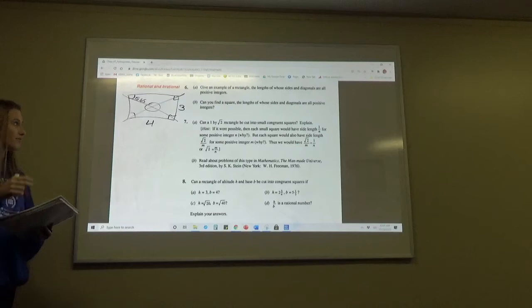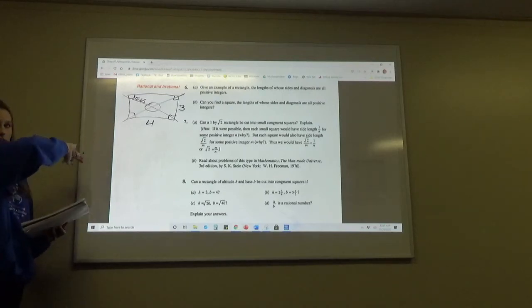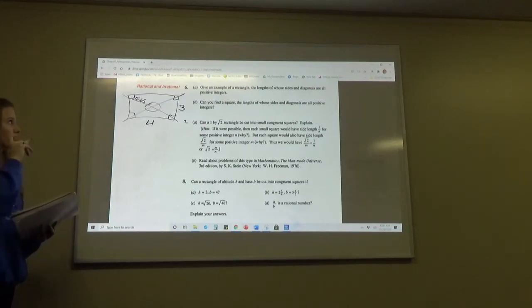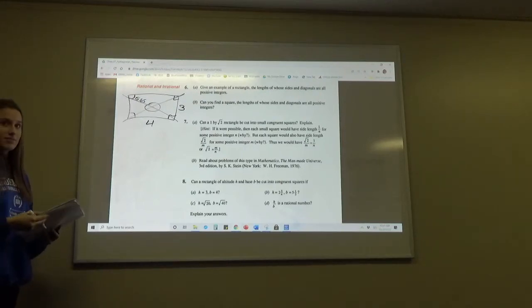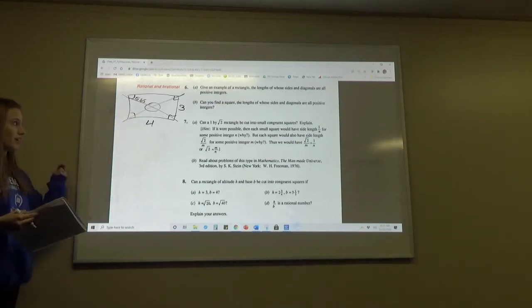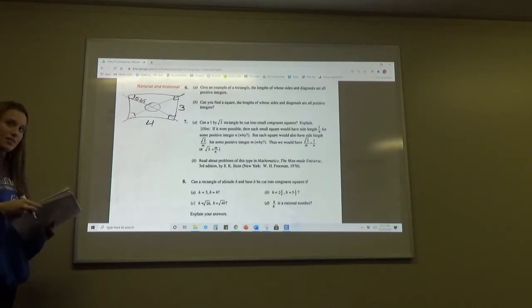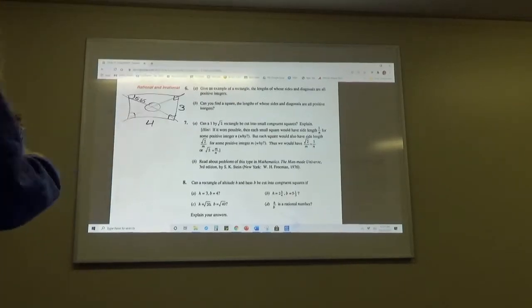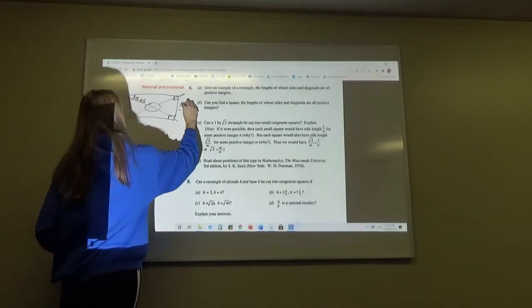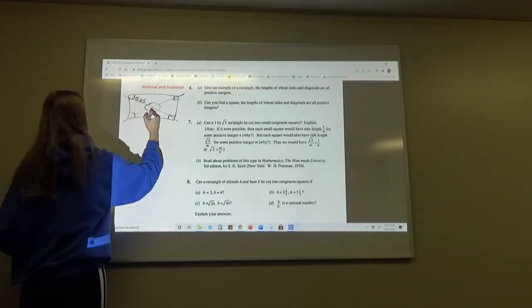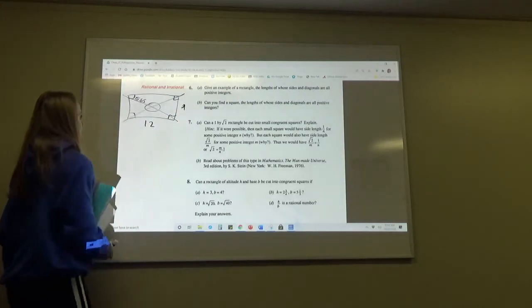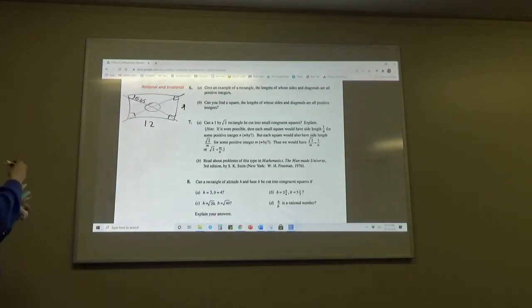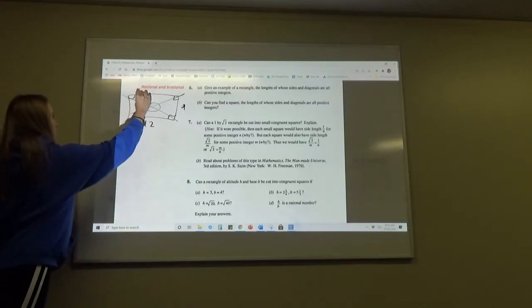Okay, double them all. So we have 6 and 8. 6, 8, what will be the diagonal? 2 times 5 is 10, all right? Multiply each of those numbers by 3. 9 and 12. Okay, so change them to 9 and 12. Now, give an example of a rectangle whose lengths of sides and diagonals are all positive integers. So you have 12 and 9, now what will the diagonal be?